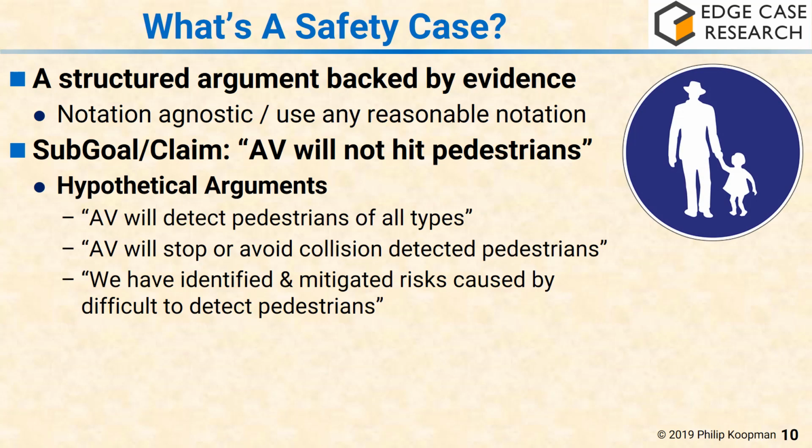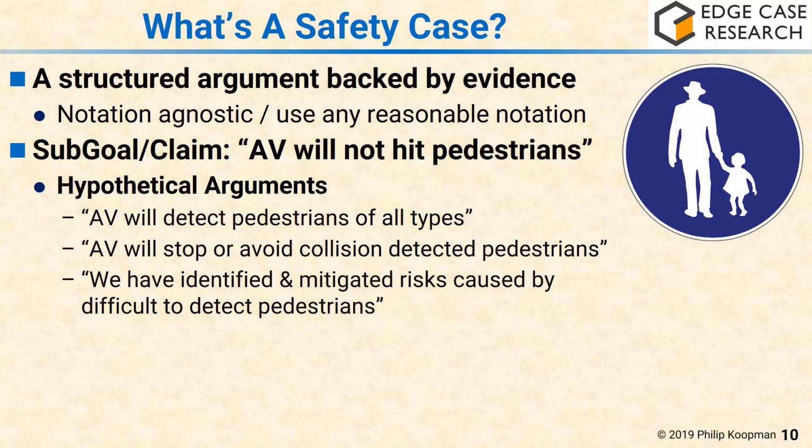Just as an example, so that people get the idea, you might have a sub-goal or claim that the AV will not hit pedestrians, and you might have some arguments, and these are just some example sample arguments. The AV will detect pedestrians of all types. The AV will stop or avoid collision of detected pedestrians, so you're going to detect them, you're going to avoid them, not hit them. And by the way, there's the possibility that some pedestrians are difficult to detect, and we've spent some time mitigating that risk.